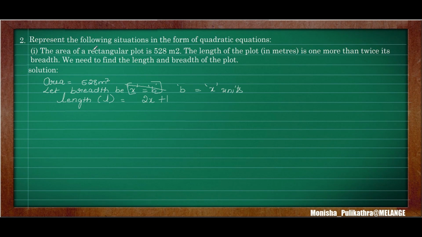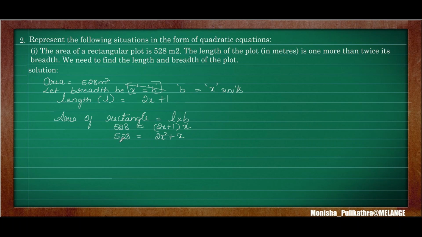Now it is a rectangular plot, so we have to know the area of a rectangle. Area of rectangle is equal to length into breadth. Here area of rectangle is given as 528 meter square. Length is 2x plus 1 and breadth is x. So 528 is equal to 2x into x is 2x square plus x into 1 is x.